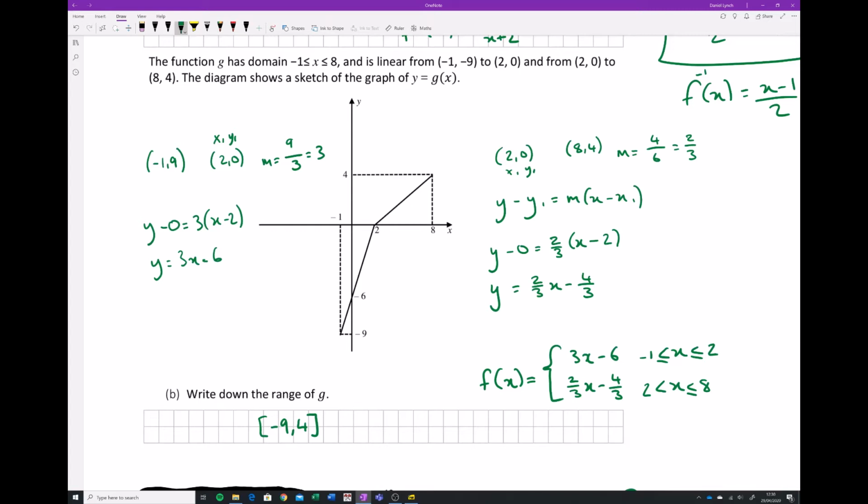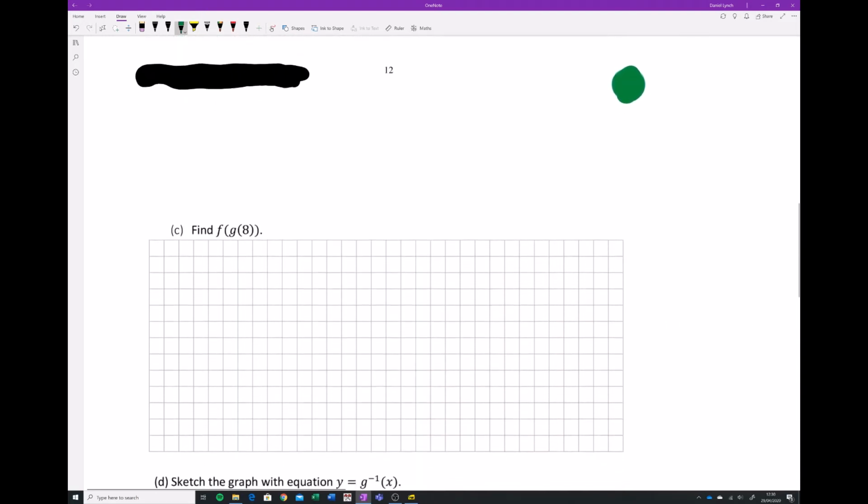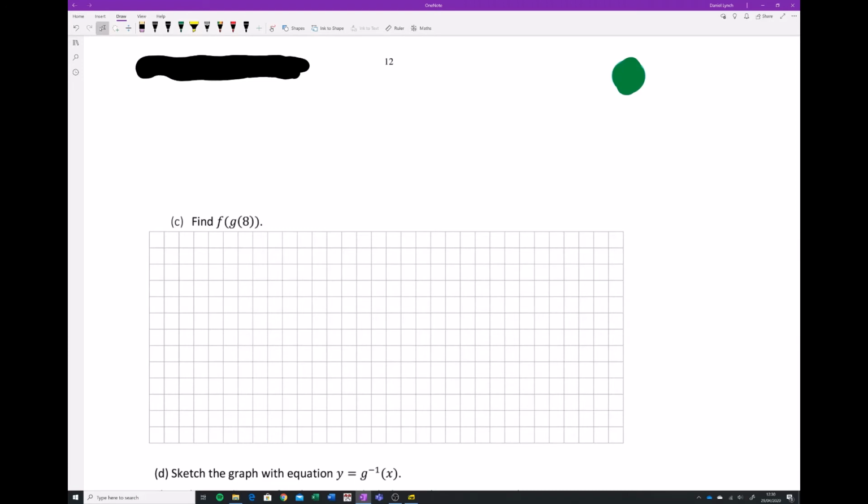The square brackets means that it goes to that exact value. If it was up to but not quite that value, if it goes to minus 8.9999999 or something like that, then you would write a curly bracket. But square bracket means it goes up to that exact thing. So write down the range of g. Done.